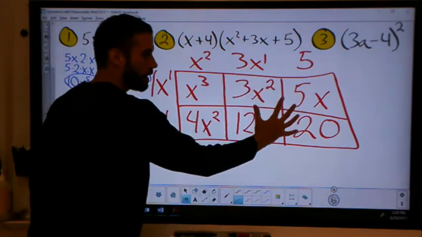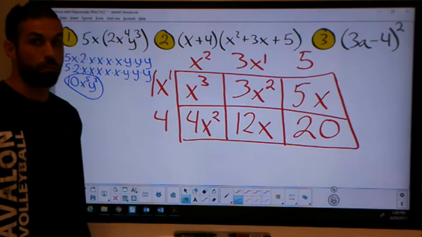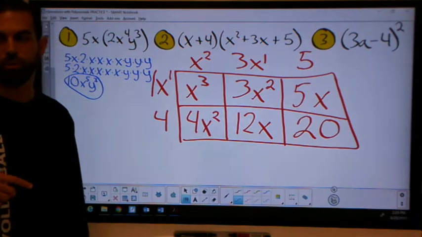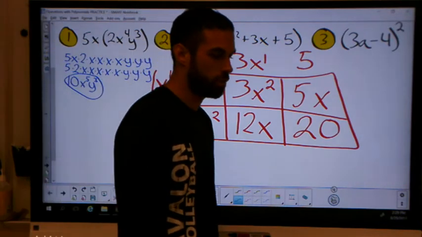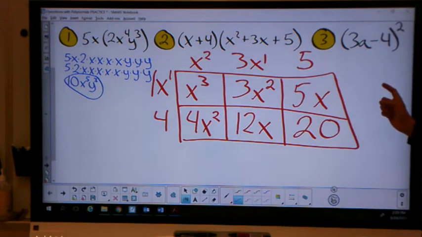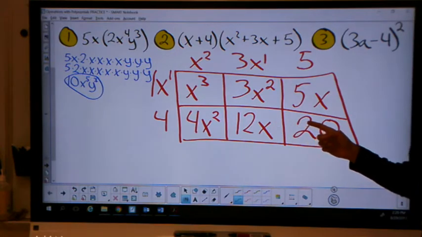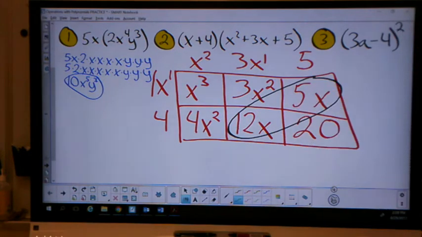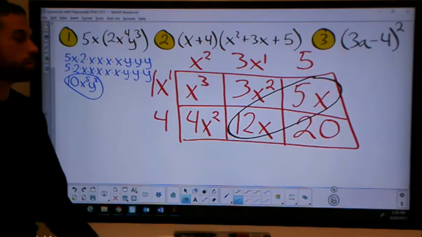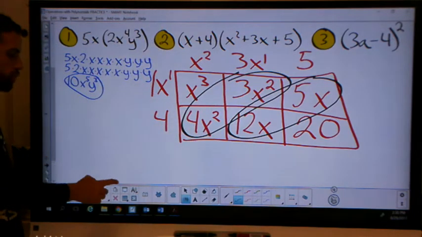You need to look at your box and examine if there are any like terms. You have to combine those. The way I recommend doing this, just sort of circle the like terms so they go together. I'll give you a moment to look at your own paper to decide what are the like terms. And when I say circle them, I mean group them. Like 12x is a like term with 5x. So I'm just going to pair those together. 4x squared would be a like term with 3x squared. Now everything is set up and you are ready to produce your final answer.